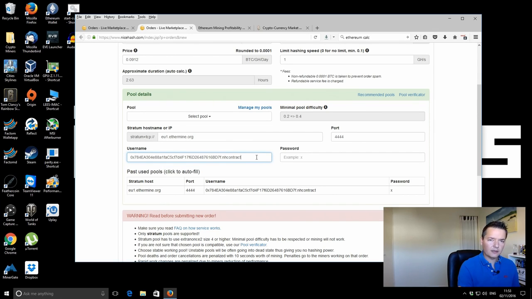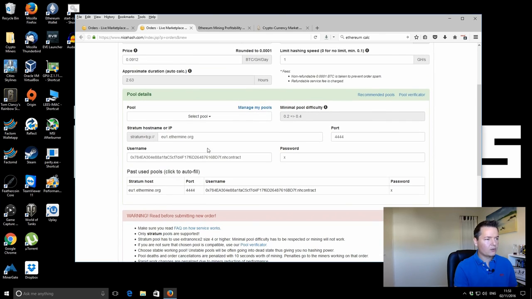It will be done differently for different pools. So with Suprnova, what you have is a username, then a period or a full stop, and then your worker name. With ethermine.org, what you have is your Ethereum address. So this first part is my Ethereum address. Then I have a full stop or a period, and then we have NH contract. So that is just a reference or a nickname, so I can easily identify this worker is actually working. Then we have the password. In most cases it's just X because it's only a mining password. It doesn't need to be very secure.